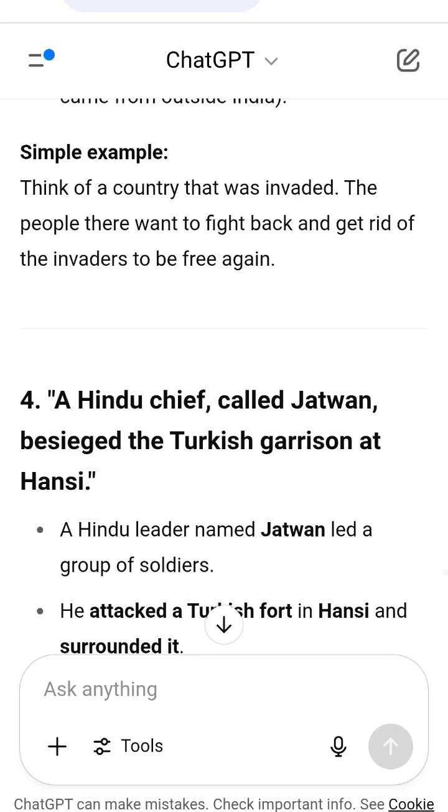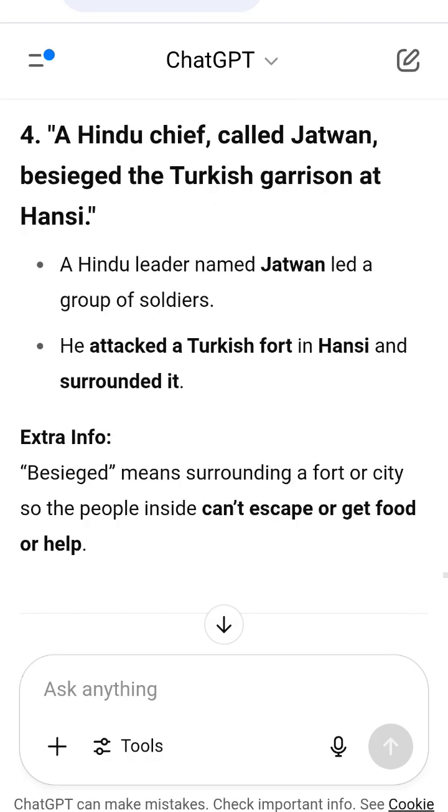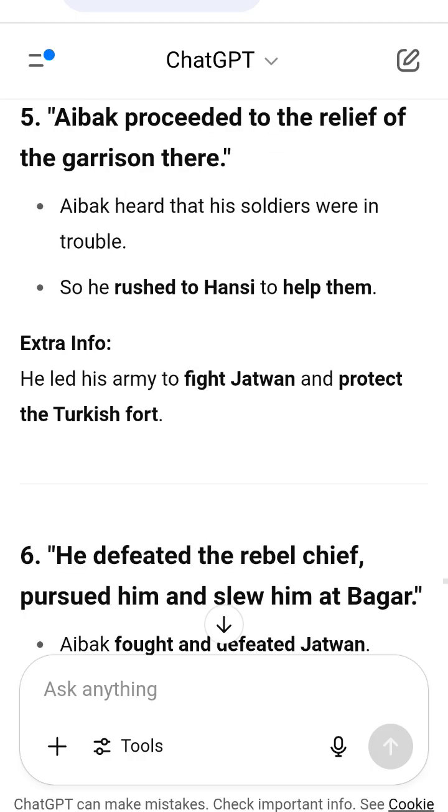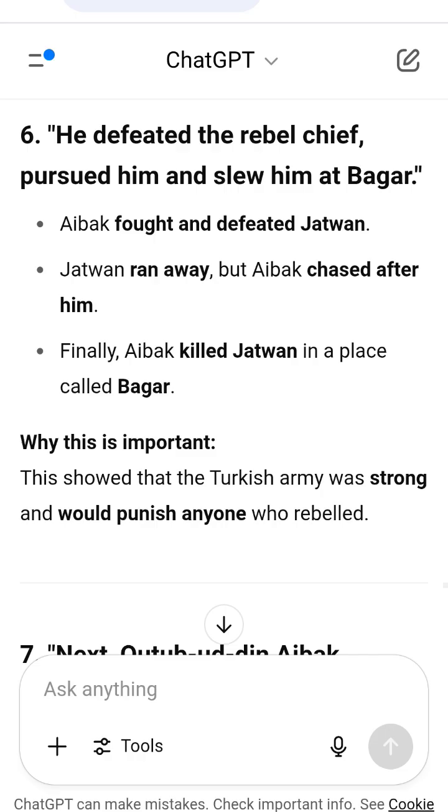4. Capture of Meerut. Next, Aibak went to Meerut and defeated the local rulers there too. He left Turkish soldiers, a garrison, in Meerut to control the region. 5. Capture of Delhi, 1193 CE. In 1193, Aibak attacked and captured Delhi.